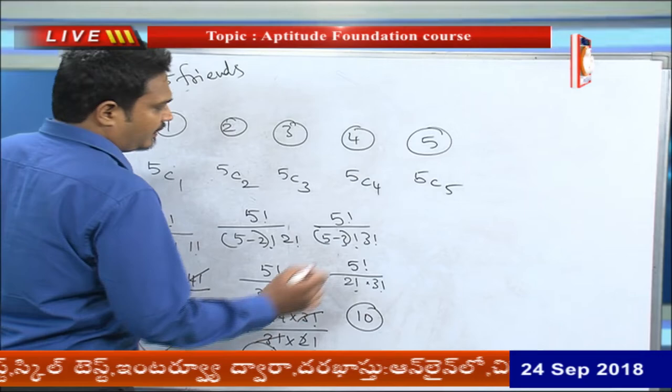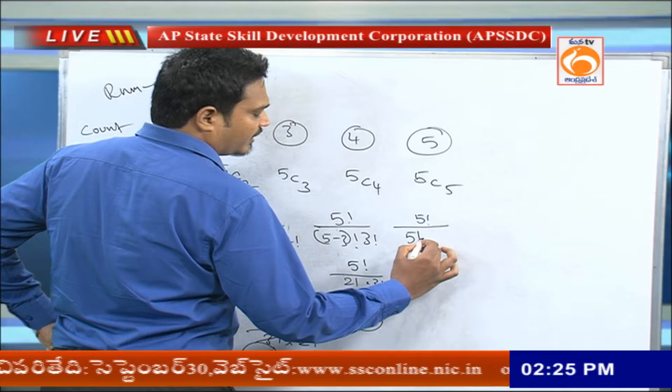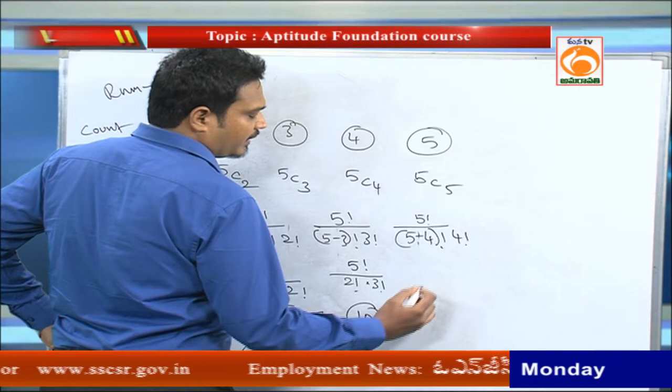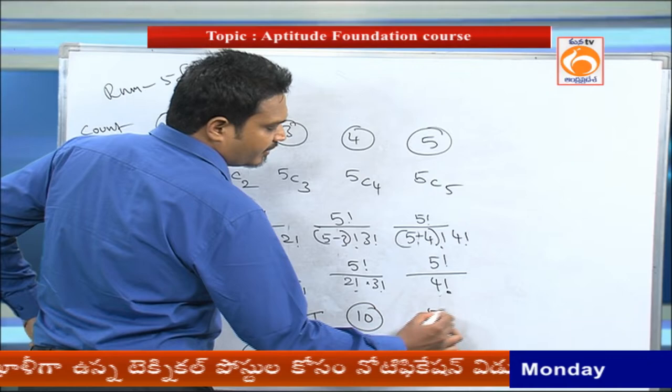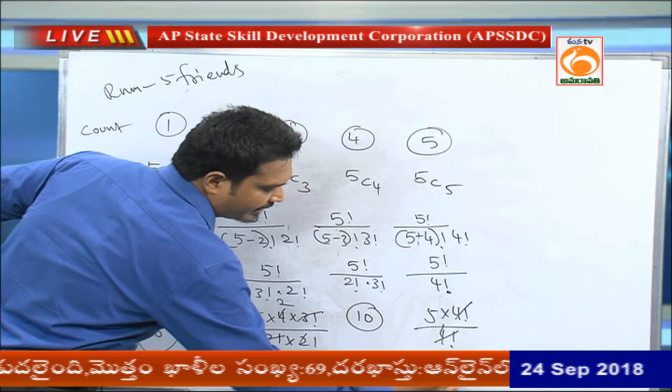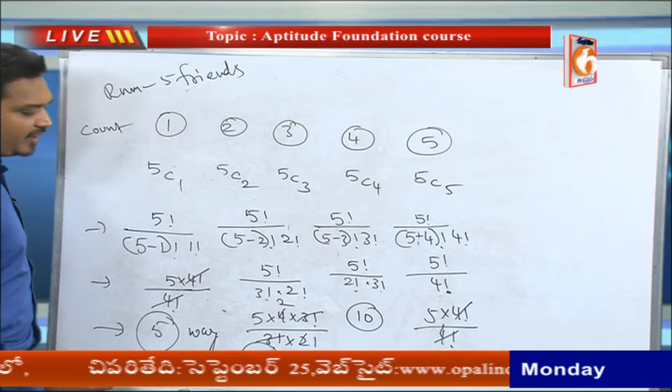Now let's understand 5C4, and it is so simple: 5 factorial by (5 minus 4) factorial into 4 factorial, which means 5 into 4 factorial by 4 factorial. The 4 factorials get cancelled and 5 is remaining. This is 5 ways. So initially, inviting one person can be done in 5 different ways, two persons in 10 different ways, three persons in 10 different ways.